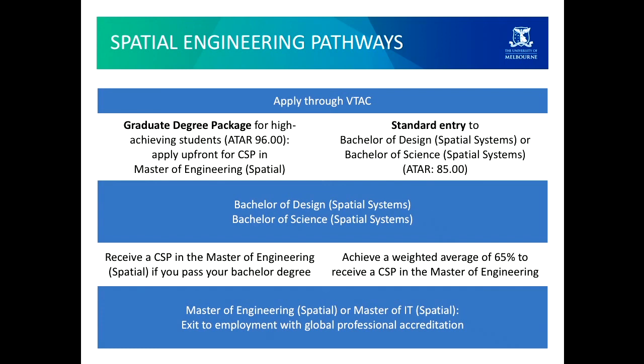In the Bachelor of Design, these are design subjects, subjects from urban planning, for example, or from environmental modeling. In the Bachelor of Science, the other subjects are from sciences. So that is only about the mix. The choice of the degree, but the core spatial information education is the same in both if you choose to do the spatial systems major. And then you would proceed with a master.